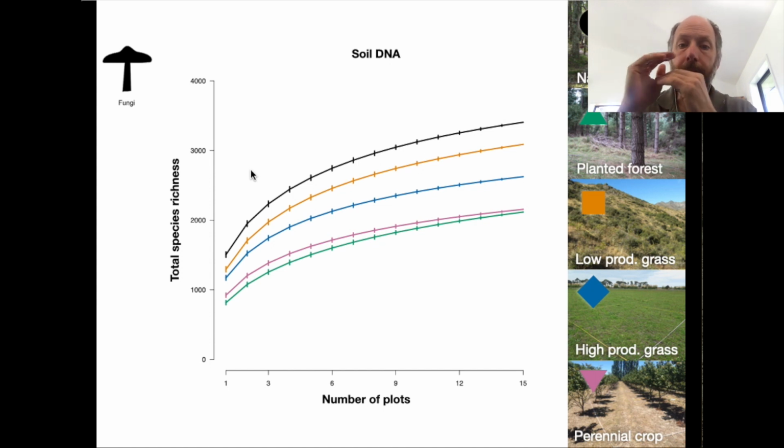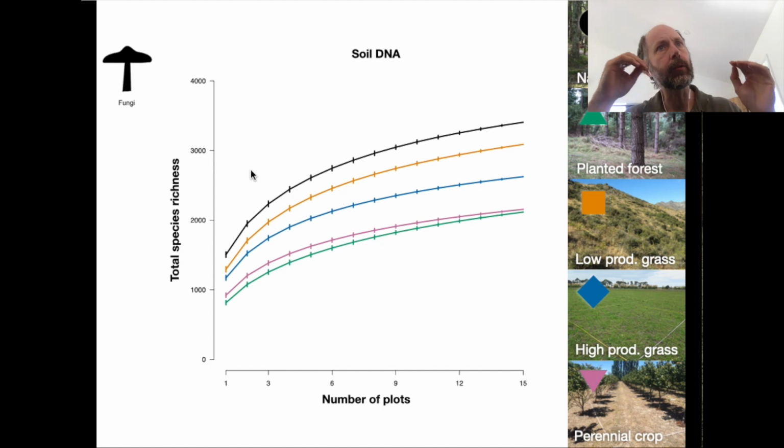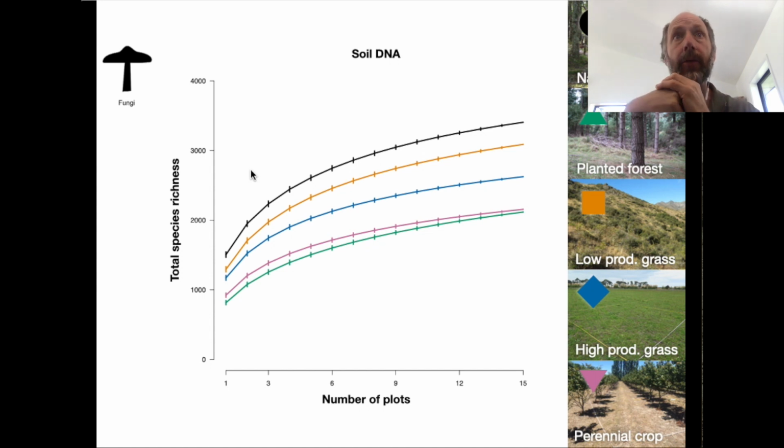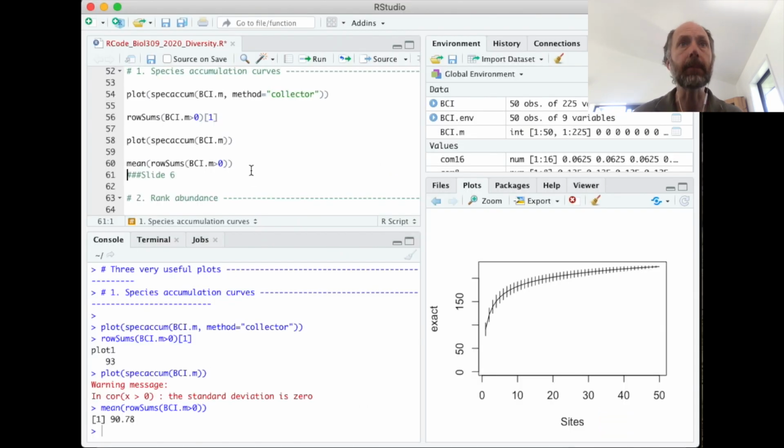You might also notice the lines of the bottom 2 lines look like they're about to cross. And this is an important point. If you looked at these curves and I asked you which is higher diversity, planted forest or perennial cropland in New Zealand, you'd have a really hard time saying, because there's just a small difference, and it looks like maybe if I took another 5 or 10 or 20 more plots, you'd actually find more species in the planted forest than we did in the perennial cropland. So that's going to be the next thing we get into in a couple slides, is how do we actually extrapolate these values up. But let's go back to R.